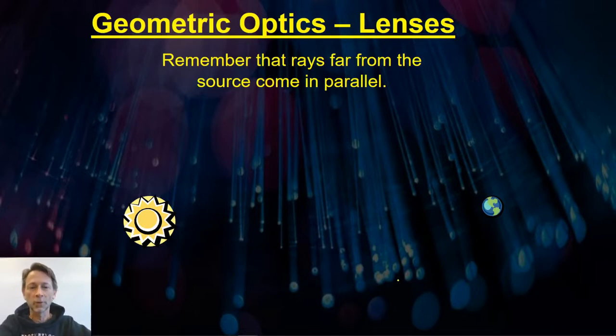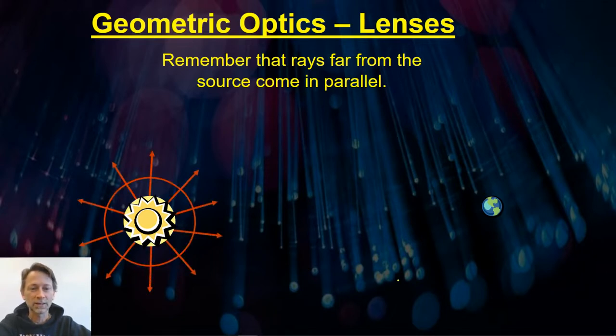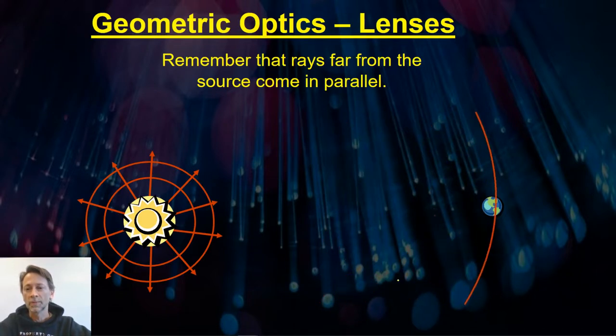If you remember, rays from a very distant source come in parallel. For instance, the sun is giving off all these sun rays, and those rays are heading towards the earth. But because they're coming from so far away, by the time we get them here, they are fairly parallel. The same thing happens with the light in the room, but this is just a great way to show that example.